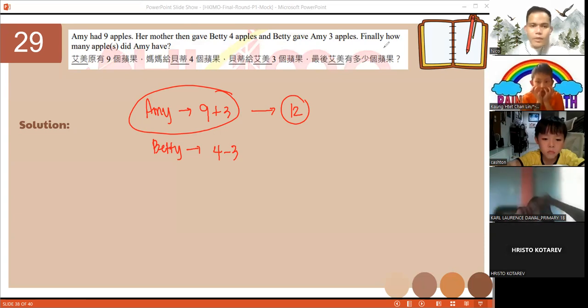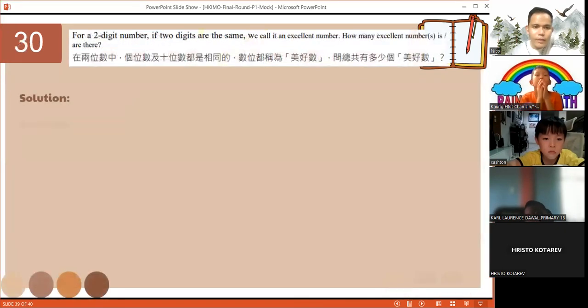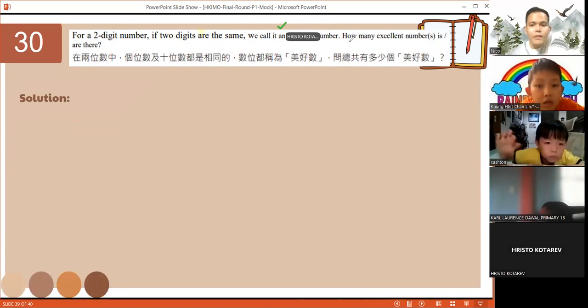Okay, last question before we end. But I'm gonna give you more questions later so that you'll be able to practice this one. For a 2-digit number, if the 2 digits are the same, we call it an excellent number. How many excellent numbers are there?